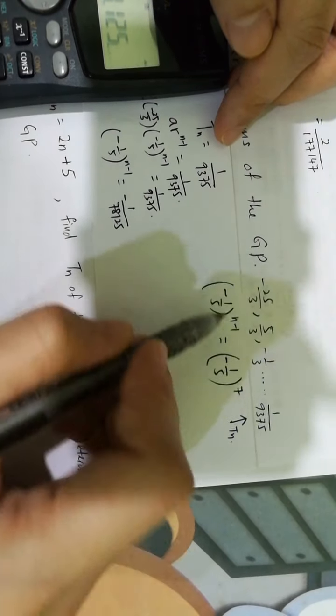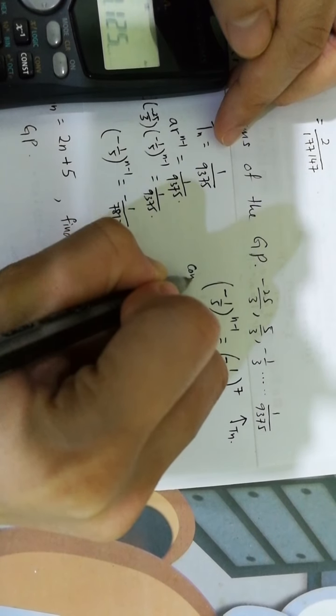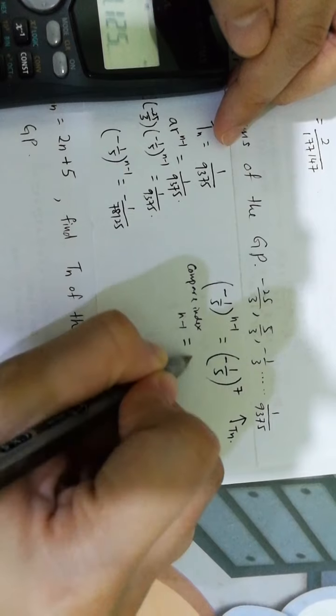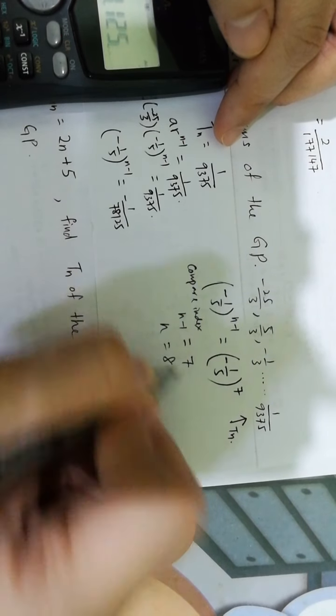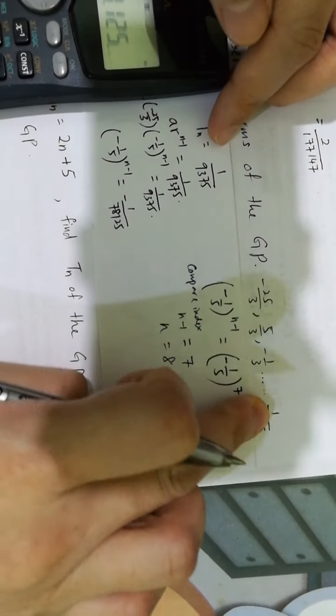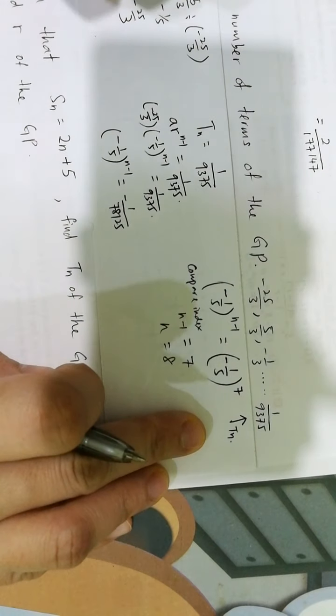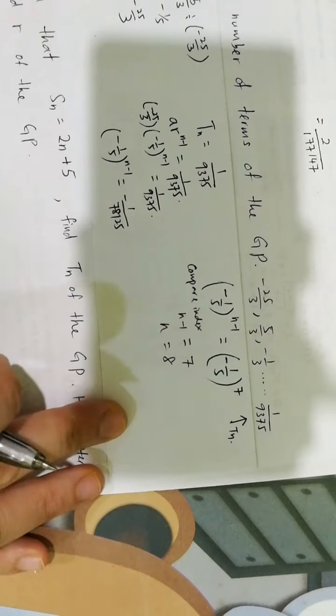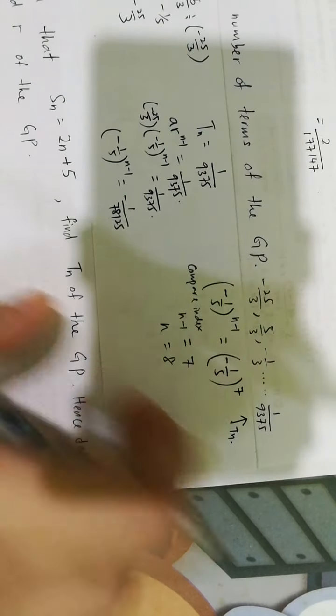So we compare the index. n minus 1 equals 7, so n equals 8. That means term 8 is the one that gives 1 over 9375. So this is how we do it.